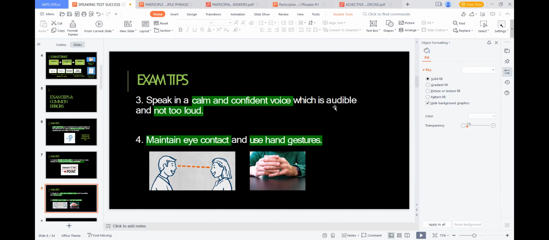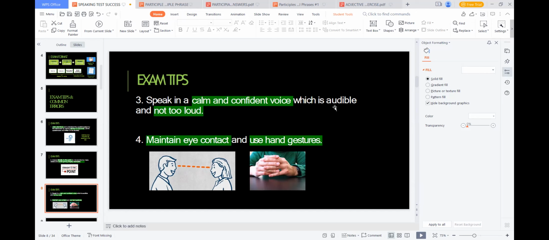Can be heard. Just remember the assessor is sitting right behind the interlocutor. So if the voice is too soft, only the interlocutor can barely hear. And what about the assessor who is sitting behind? The assessor has a pen and marking sheet in hand, so the marks will be gone with the wind.